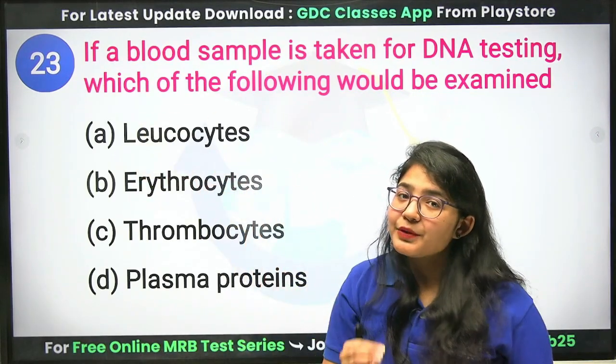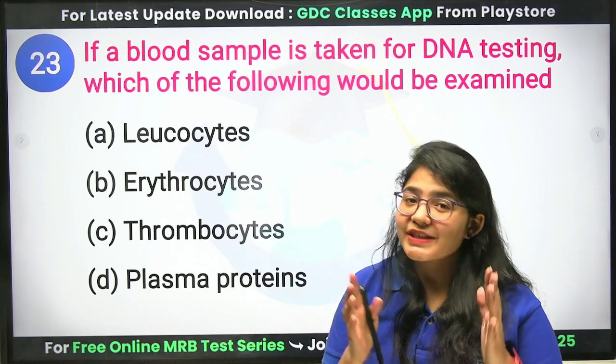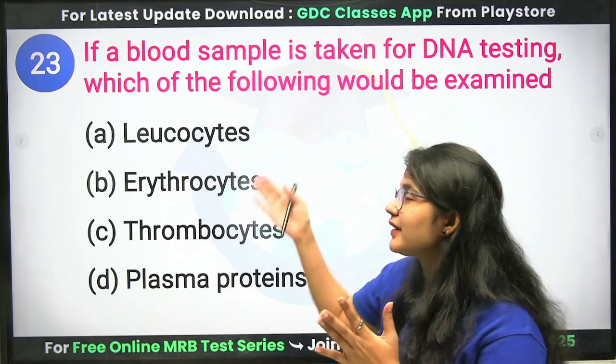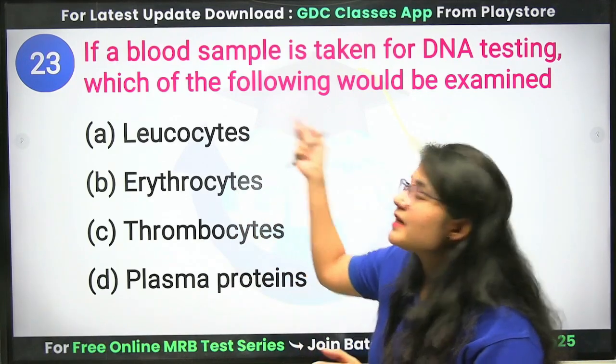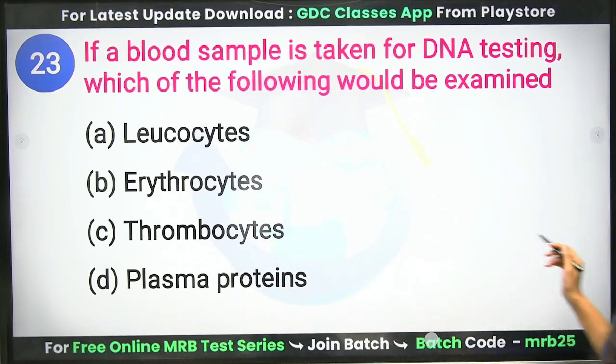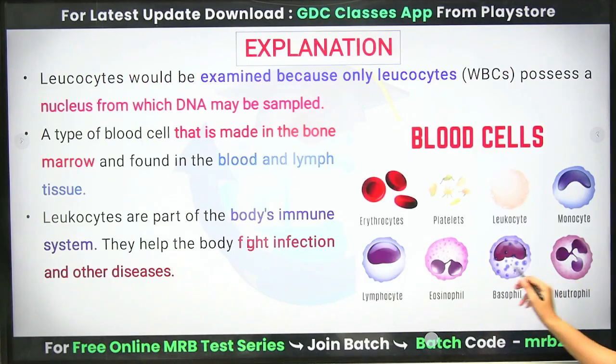Leukocyte is your WBC, and WBCs have genetic material, that means they have DNA, and DNA is responsible for blood genetic testing. Clear? Or you can say DNA testing. So the correct answer is leukocyte.